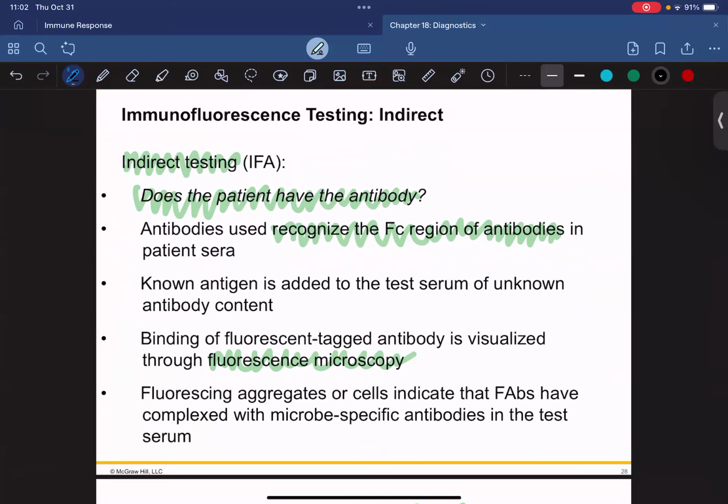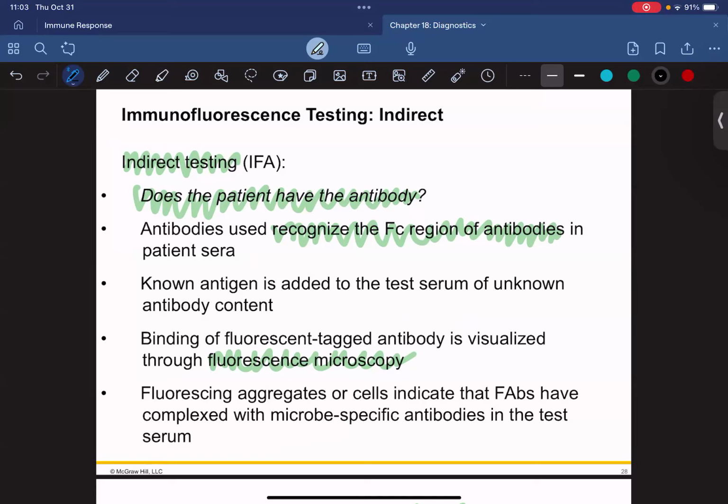We can also look at things in microscopes using that other side of the concept, that indirect. Does the patient have the antibody? Let's say you think the patient has HIV. So you put HIV antigen on a slide, in a tube, it doesn't matter, HIV antigen somewhere, and put the patient sample on that. If they have the antibody to HIV, it'll stick. Then you put another antibody that sees human antibodies, and that fluoresces.